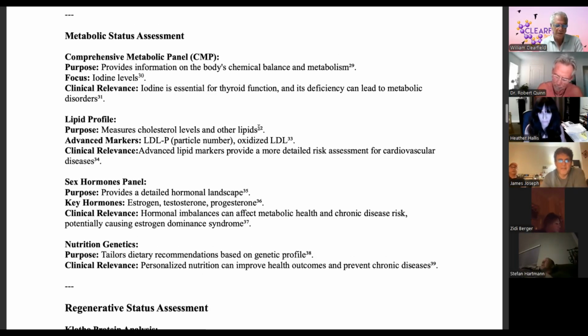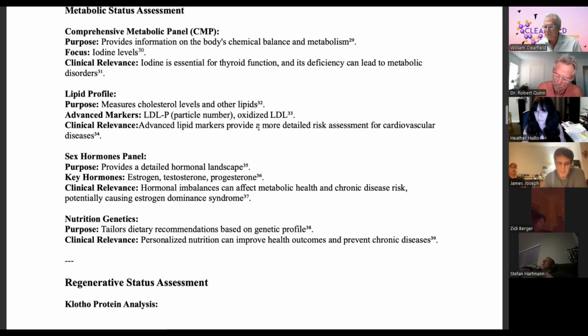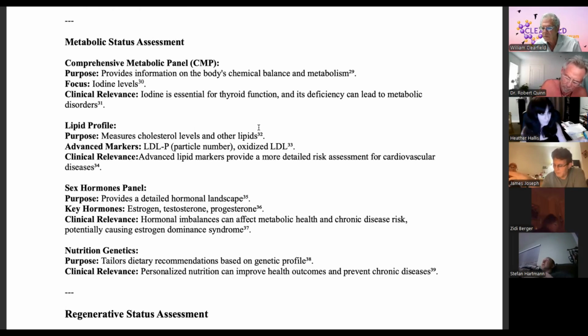Yeah. So basically, when I say metabolic status assessment, it is not just the metabolic syndrome that we know, which is diabetes, hypertension and obesity. Every chemical in the body. And I did focus on iodine. And I learned that from Dr.